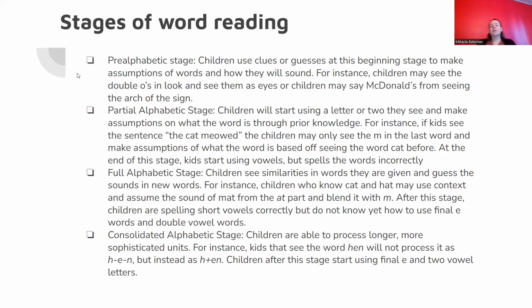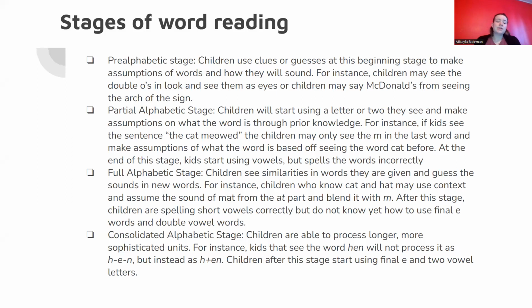So the first one is the pre-alphabetic stage, where children use clues or guesses at the beginning of the stage to make assumptions of words and how they'll sound. For instance, children may see the double O's in the word look and see them as eyes, or children may be able to see at a young age the word McDonald's from seeing the arch of the sign.